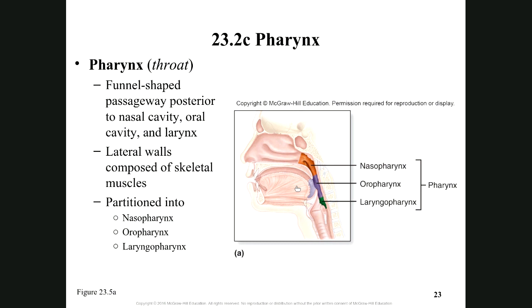And in this part, we have two tonsils. One of them is called the palatine tonsil, and the other one is the lingual tonsil. The palatine tonsils are located on the lateral wall of the oropharynx, and the lingual tonsil is located in the base of our tongue.